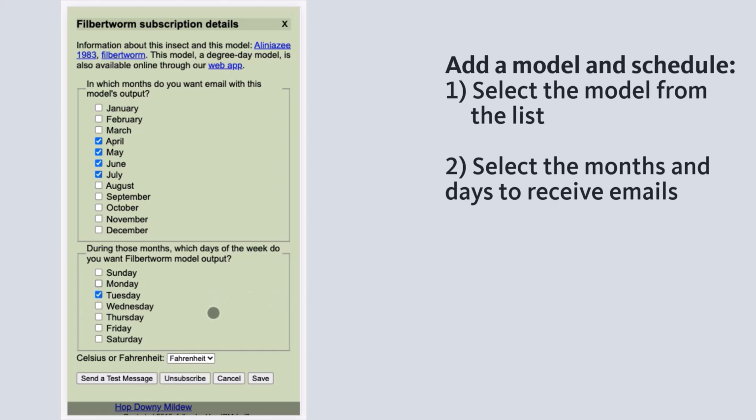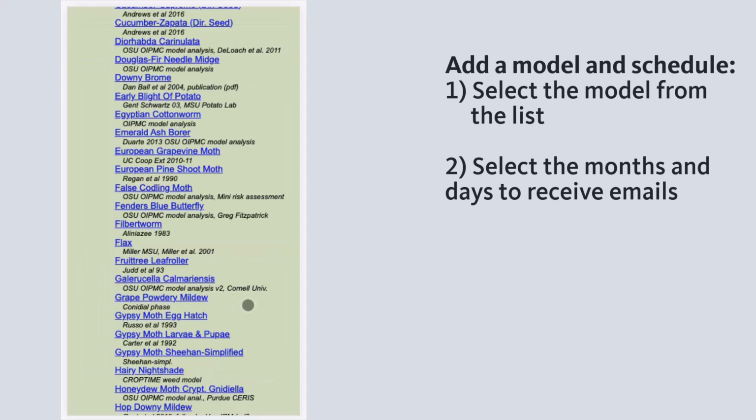Let's choose Tuesdays instead. You can choose if you want Celsius or Fahrenheit based on how you do your IPM management plan. And then if you want to see what would be sent that day, you can click send a test message. If you don't want this model, you can unsubscribe to it anytime. You can cancel if you've made a mistake and clicked a different filbert worm model or accidentally chose filbert blight or something. Actually, I don't think filbert blight's in there. And then finally, Save to save that.